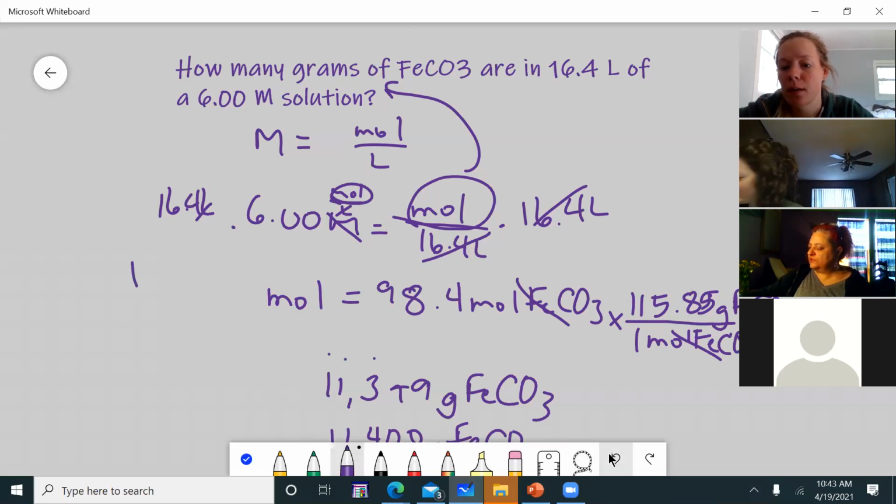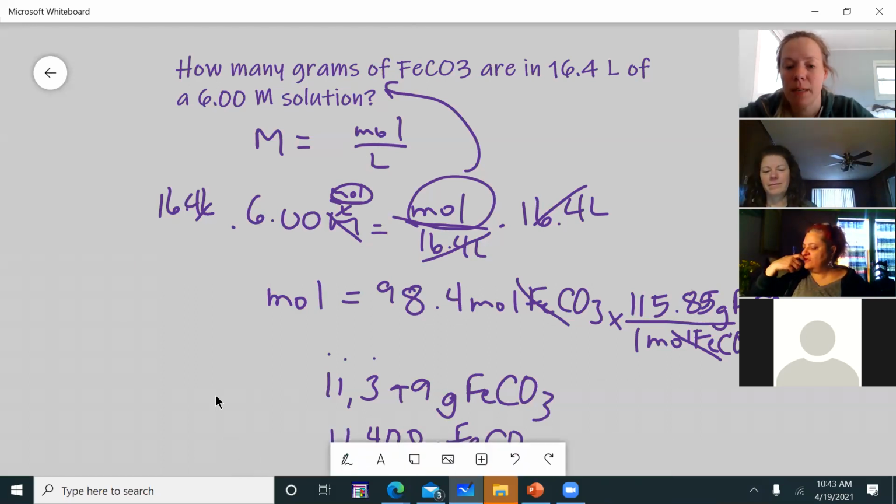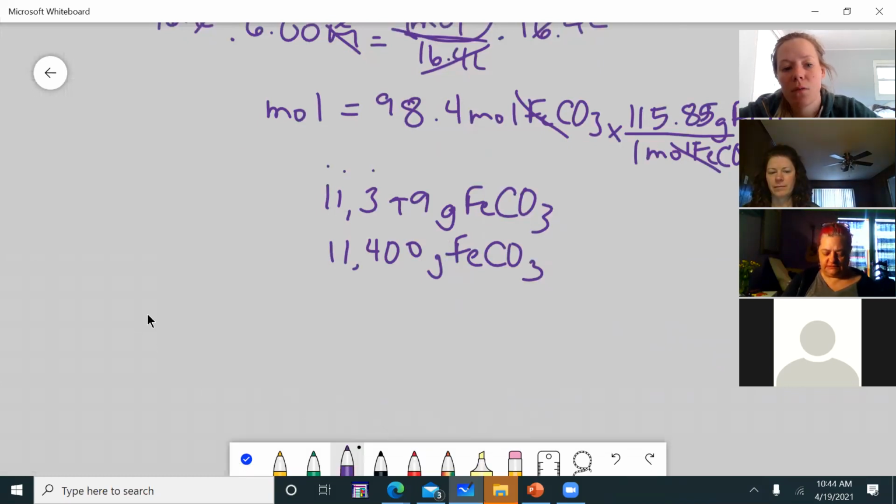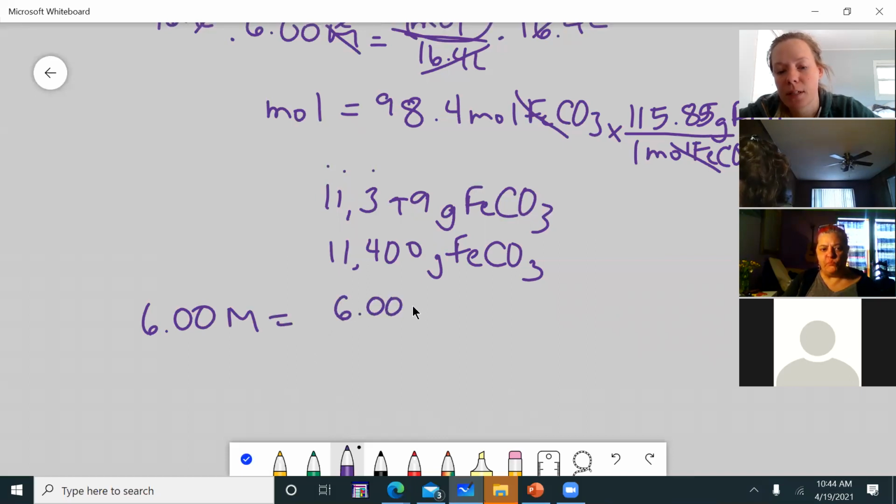There is another way to do this. You could do it dimensional analysis style, which I think actually makes it more complicated. But in that instance, if you have the 6.00 molarity, that's the same thing as saying 6.00 moles in every 1 liter. Those two things are the same thing.